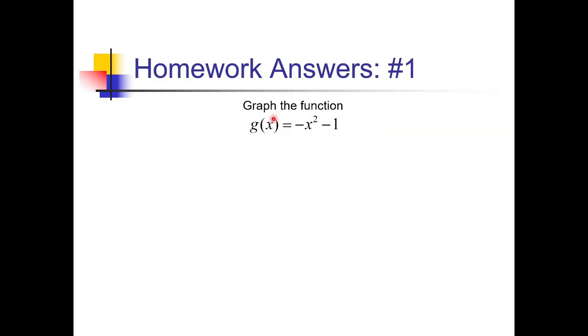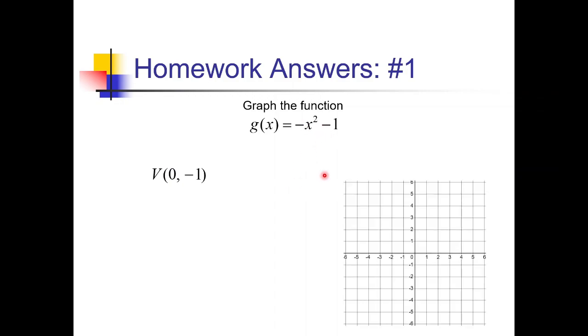To graph the g function here, I'm going to treat this as being intercept form. I'm going to think of this as like having an x minus 0 parentheses squared. That would give me a vertex of 0, comma, -1. So that's my vertex taken right out of vertex form. And then I'll put that on a graph. So 0, comma, -1 right down there.